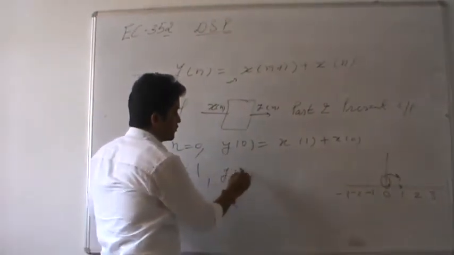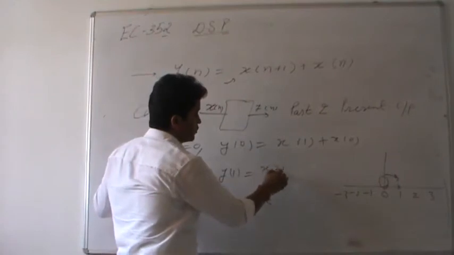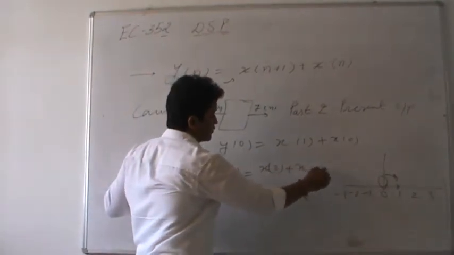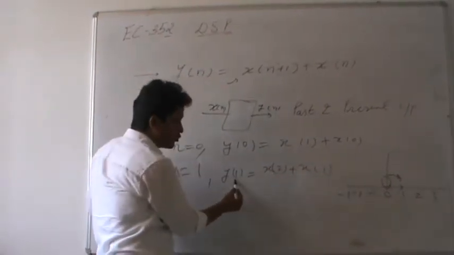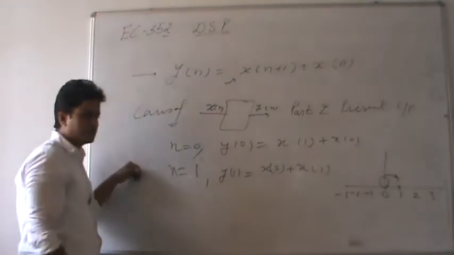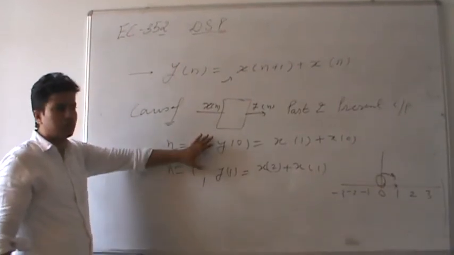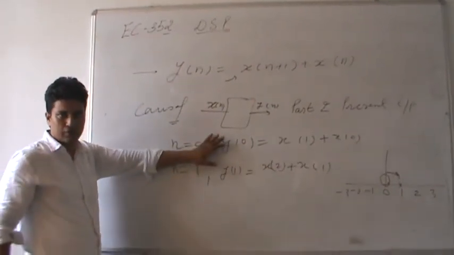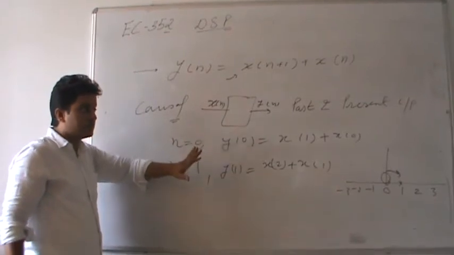It will become y of 1 is equal to x of 2 plus x of 1. Again, this y of 1 is depending on x of 2. So it is non-causal, so it's enough. Once a system for a particular condition is non-causal, it is non-causal for all values. Okay? What is the problem here?